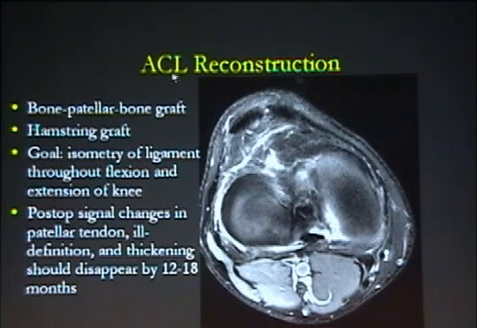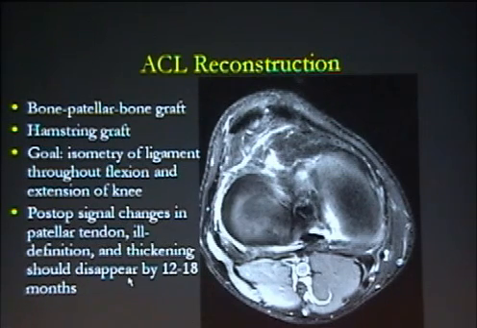ACL reconstruction: there are two possible ways to reconstruct the ACL that are commonly used. One is the bone patellar bone graft, and the other is the hamstring graft. The goal of ACL reconstruction is to produce isometry of the ligament throughout the range of flexion and extension of the knee. Postoperative signal changes in the patellar tendon are commonly seen, as well as some ill definition and thickening. That should disappear by about a year to a year and a half postoperatively.